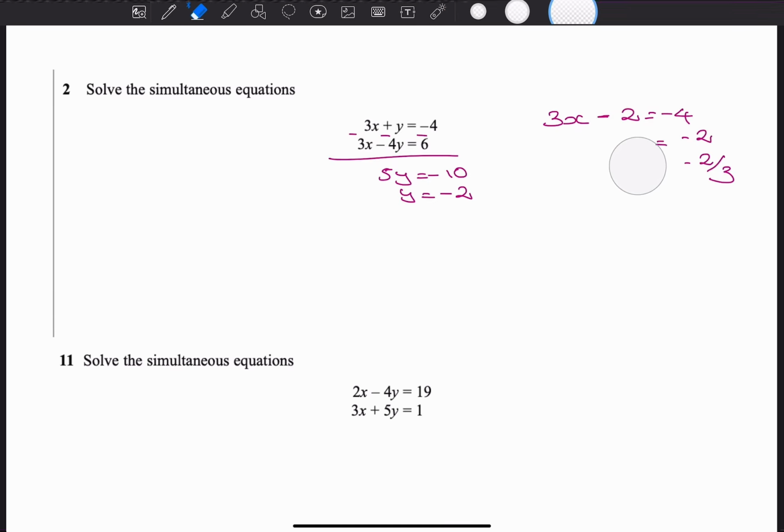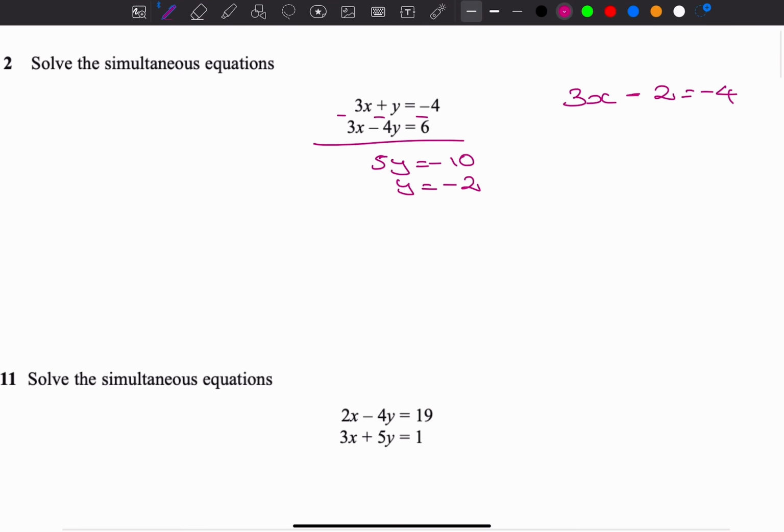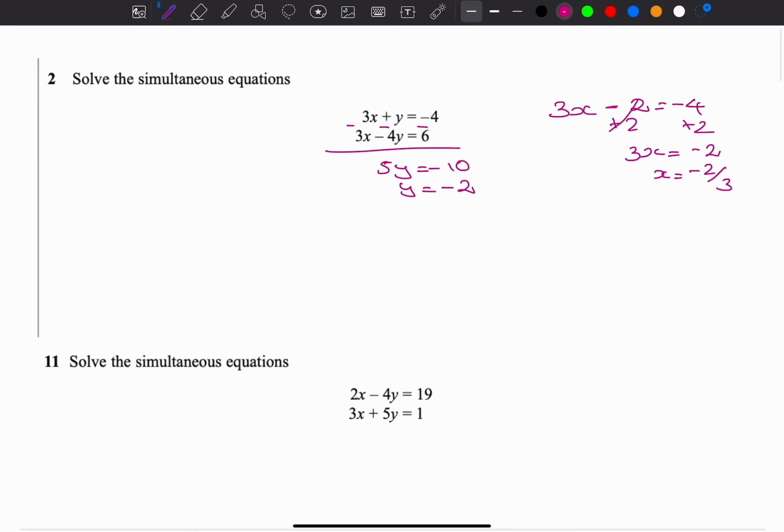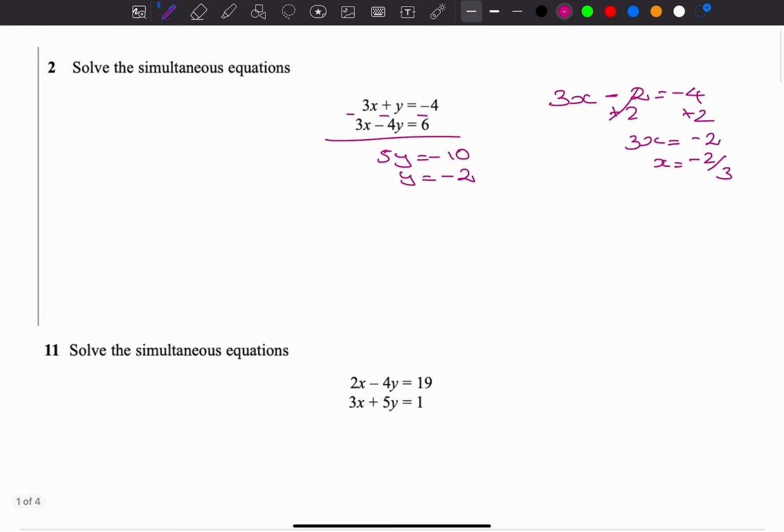Add 2 to cancel it. 3x is what? Minus 4 add 2 is minus 2. x is just minus 2 over 3. You do not need to use a calculator to do it in decimal. If it's a fraction, leave it as a fraction, it's fine. Okay, so your answers are here highlighted, just highlight them.